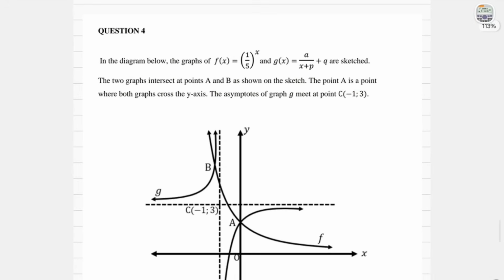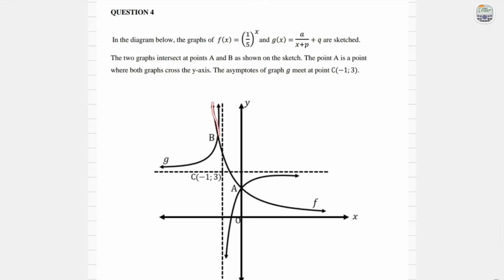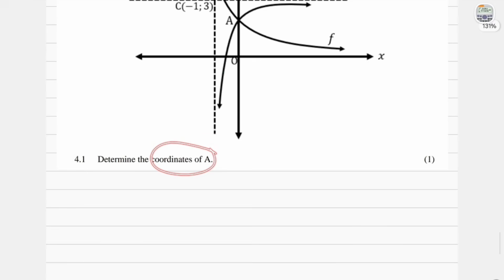Question 4 says, in the diagram below, the graphs of f of x, which we can see is a decreasing exponential function, and g of x, which is a hyperbola that we have over there, are sketched. The two graphs intersect at points A and B as shown on the sketch. The point A is a point where both graphs cross the y-axis, meaning this is a y-intercept. Okay, the asymptotes of the graph G meet at -1 and 3. And the question says, determine the coordinates of A.